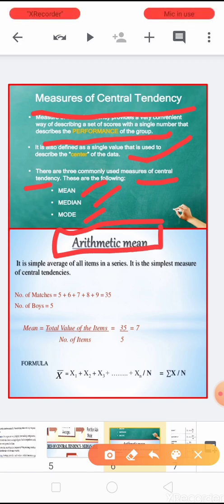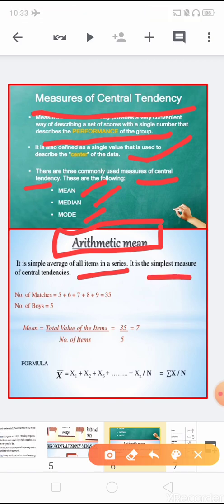Children, it is a simple average of all the items in a series. It is also called the simplest measure of central tendency. So the arithmetic mean is a simple average of all the items of the series. It is the simplest measure of central tendency, and the arithmetic mean of a series is simply called the mean.